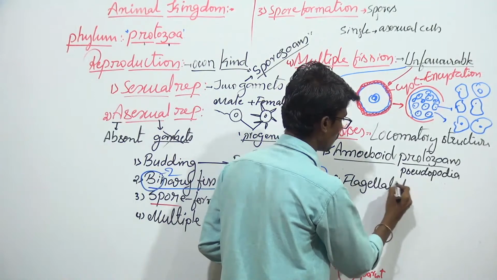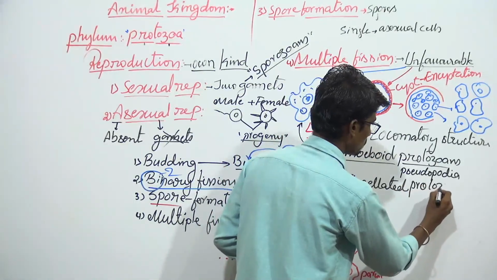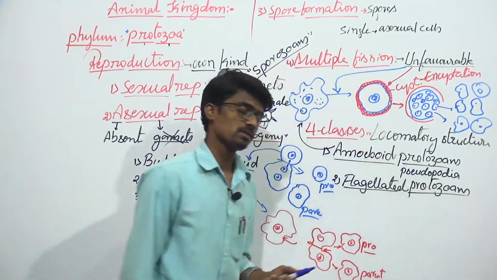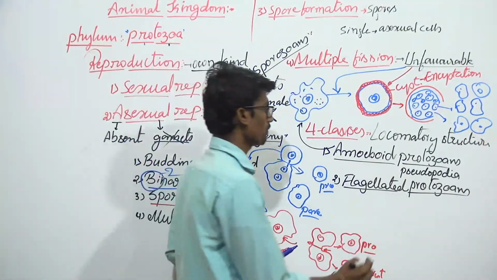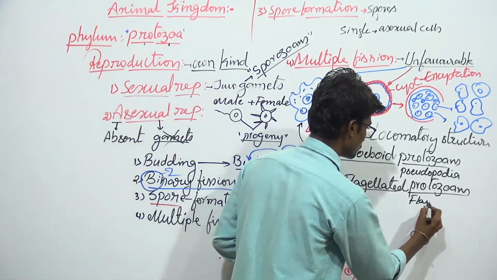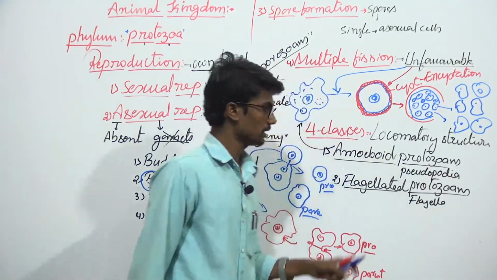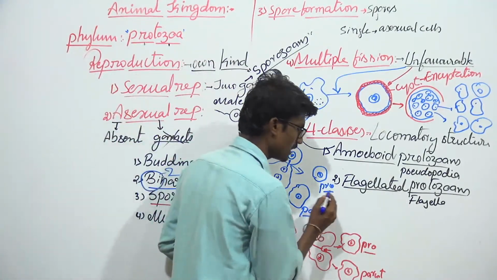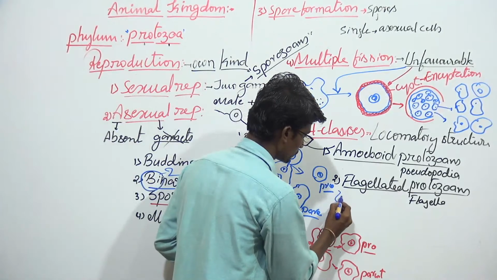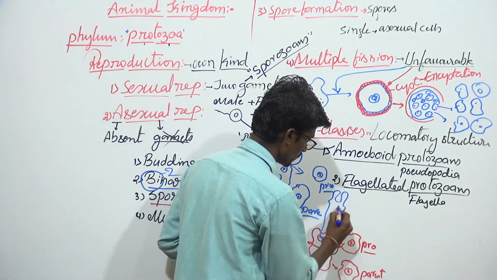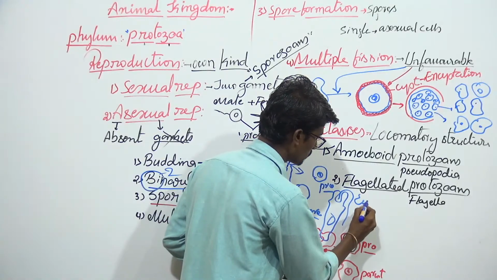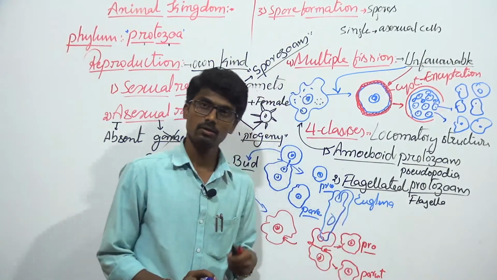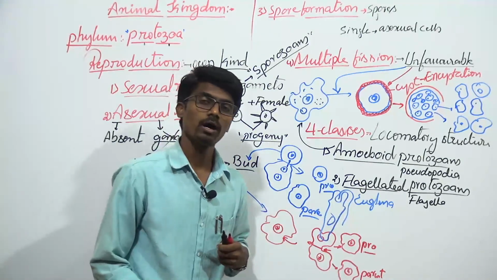And the second class is flagellated protozoans. These flagellated protozoans can move with the help of flagella. With the help of what? Flagella. For this, which is the best example? For the flagellated protozoa, the best example is Euglena. This is what? Euglena. And this Euglena has flagella through which it can move from one place to another.